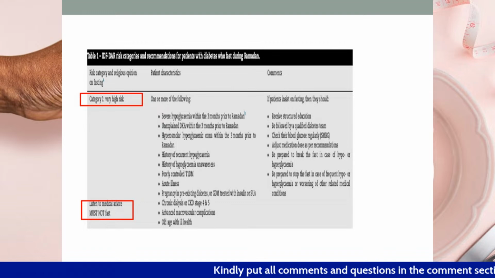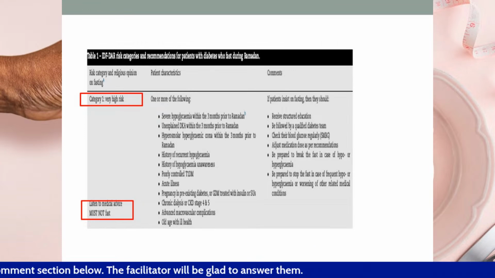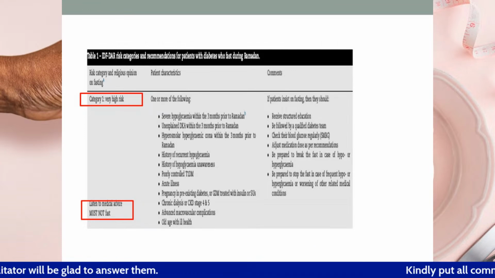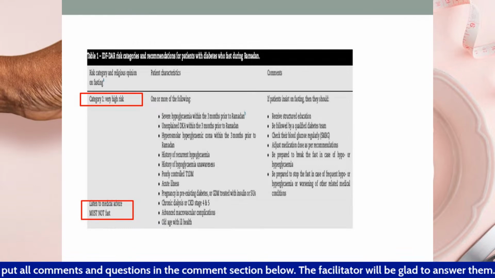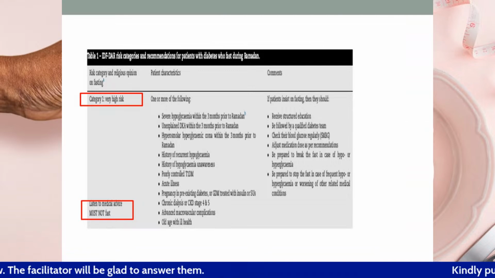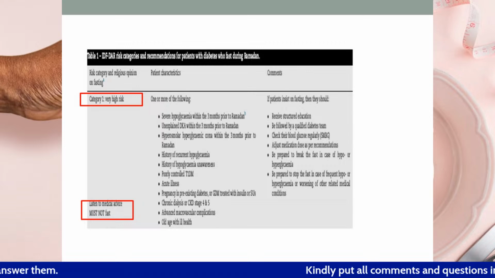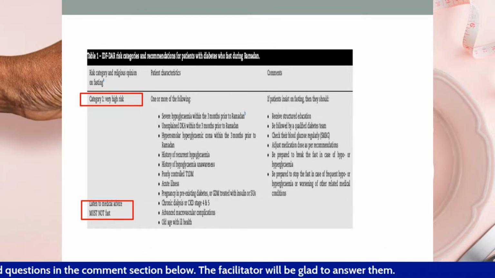So the first category is very high risk. Now, when you have very high risk, see the box in red on the left bottom. The recommendation is that you must not fast, and you must mark that word, must not fast, if you are in the very high risk category. And what constitutes the very high risk category? Severe hypoglycemia within the last 3 months, unexplained DKA, hyperosmolar state, history of recurrent hypoglycemia, history of hypoglycemic unawareness, poor glucose control, acute illness, pregnancy, chronic dialysis or CKD stage 4 and 5, advanced macrovascular complications, old age with ill health. So a lot of our patients that you and I see will fall into this category.